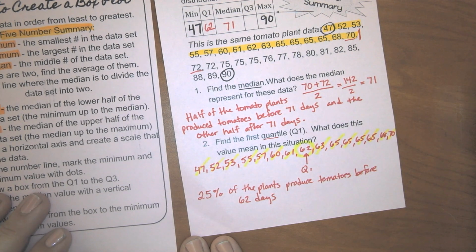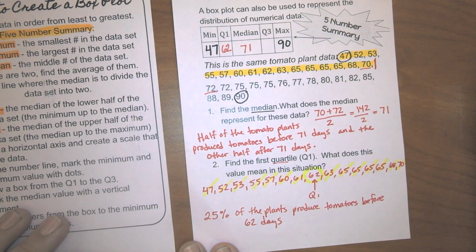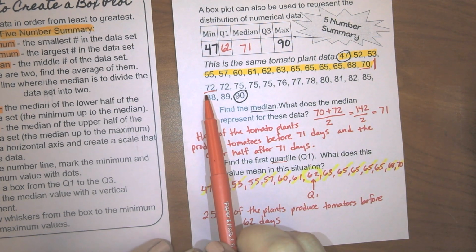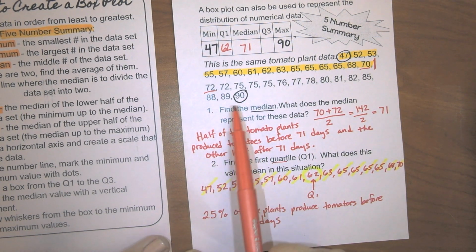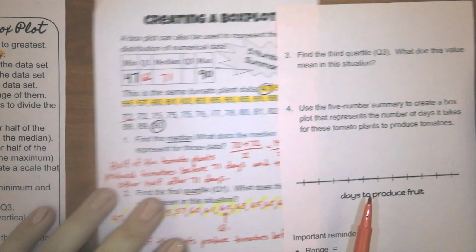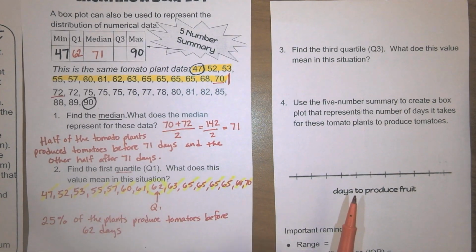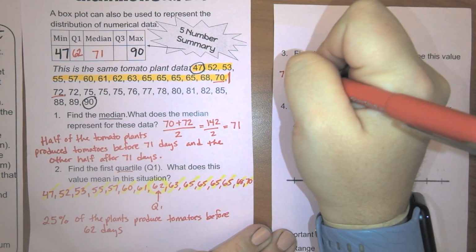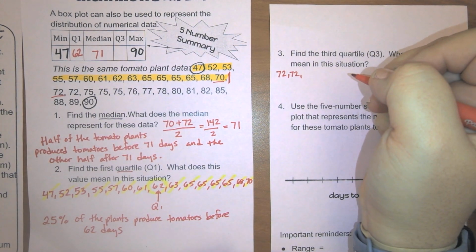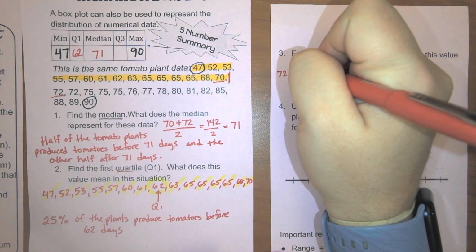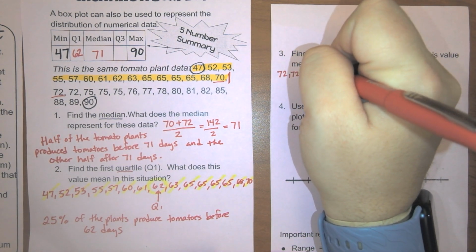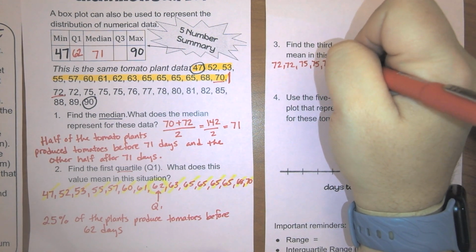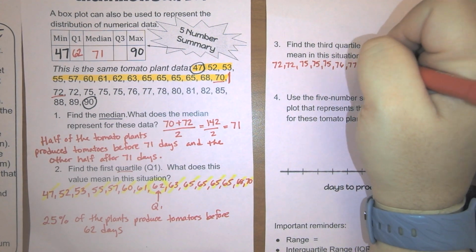So our next step is going to be to find the Q3, which is going to be almost exactly the same thing, but we're going to use the numbers after the 71. So we're going to use 72 all the way up to 90, and we're going to do that here on question 3. So I'm going to list out the data from 72, 72, 75, 75, 75, all the way up to 90. And do the same thing here to find our Q3. That will be the last part of our 5-number summary that we need so we can make our box plot.